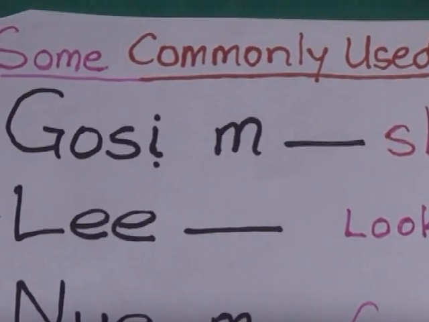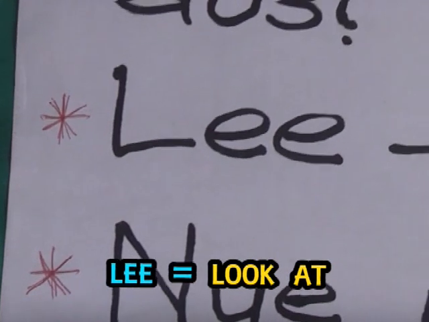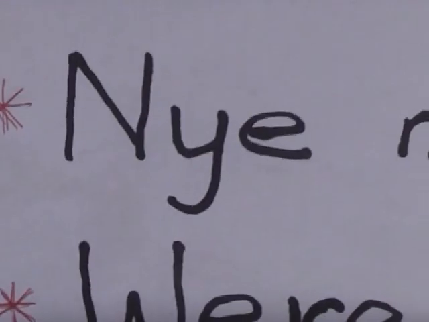Say after me. Gosim, it means show me. Le means look at. Nyim means give me. Then were means take. G-O-S-I, gosi. Le, there are two vowels that fuse. Le, nye. Were is a two-syllable word.